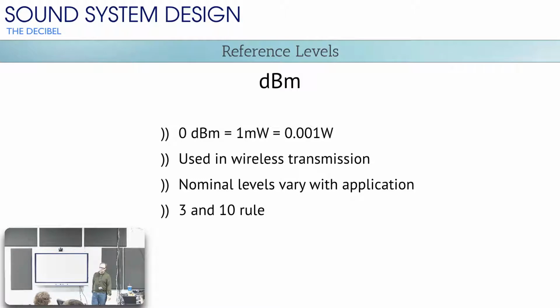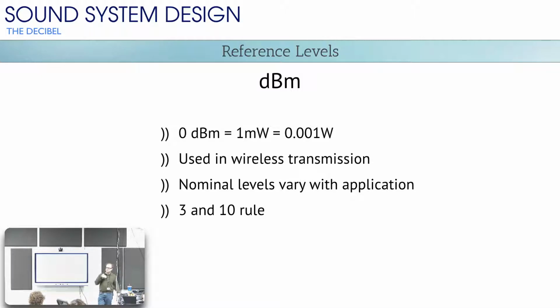So here's another one, dBm with a little m. The little m stands for milliwatts. So this is decibels relative to a milliwatt. So 0 dBm equals 1 milliwatt, or 0.001 watts. You'll mostly see this one specced out when you're talking about wireless transmission levels, like your wireless microphone transmitters. Wi-Fi transmissions are usually measured in dBm.